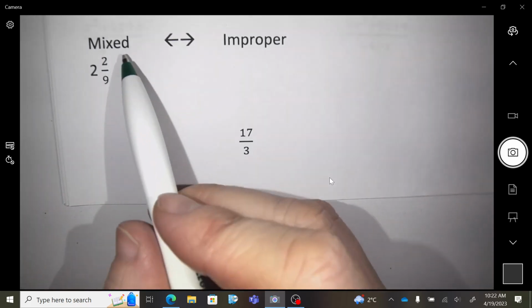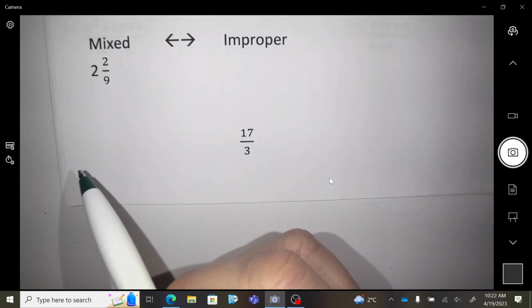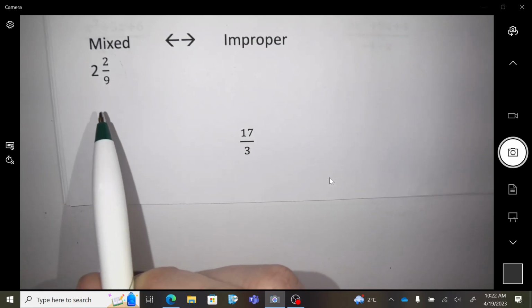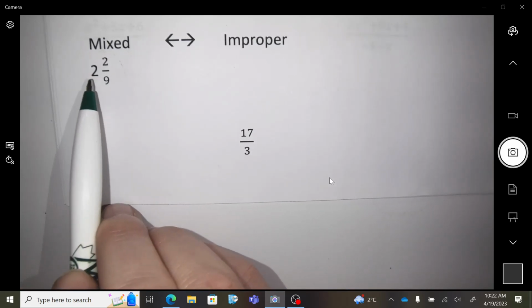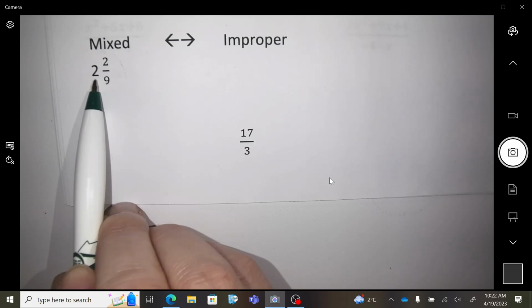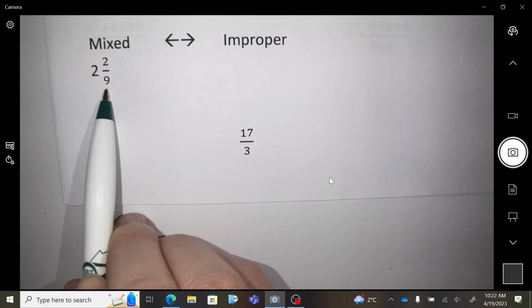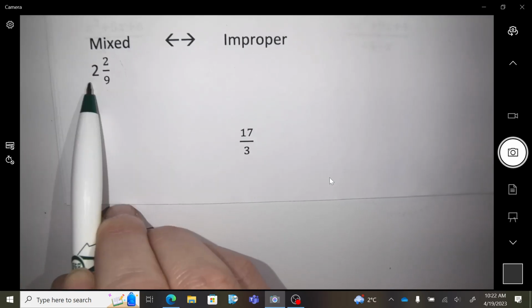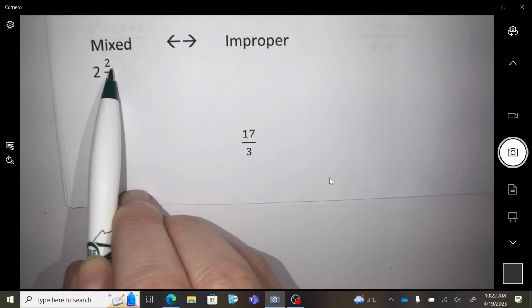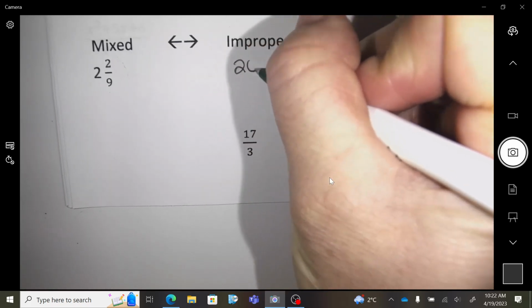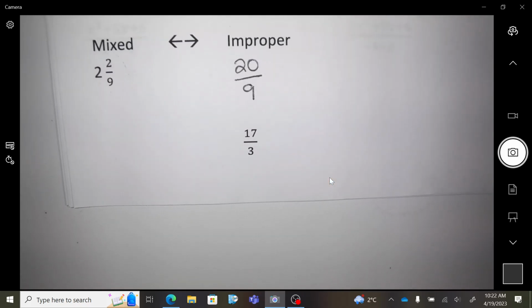Okay, if I have this, it means that when I cut my pie, I'm cutting it into 9 slices. So let's say I ate 2 entire pies of 9 slices. How many have I eaten right now? 18. And then 2 more slices. So 20/9.